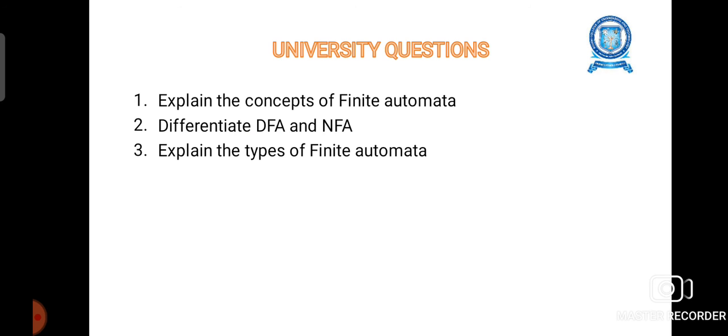Now we can see the important university questions that can be asked in this topic. Explain the concepts of finite automata. Differentiate DFA and NFA. Explain the types of finite automata.